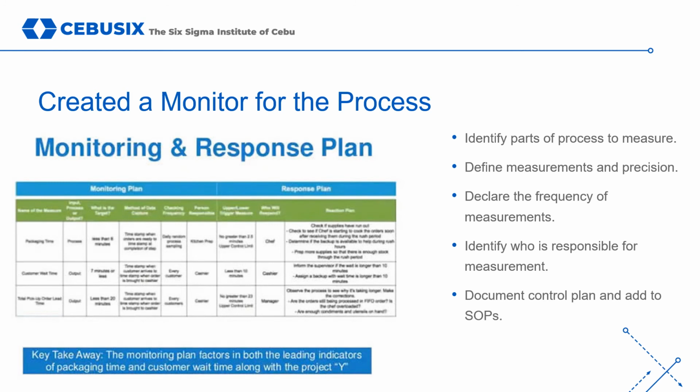A monitor and response plan will be needed for the newly improved process. The team will need to identify the parts of the process to measure and define the acceptable measurements and their precision. A frequency for the measurements must be set, and those who will handle the measurements will need to be identified. All of this will need to be properly documented with the project records and integrated into the standard operating procedures.